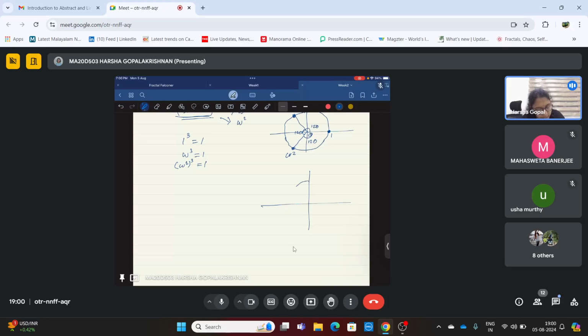That is what the diagram says. Usually, in any case, it is not only about the cube root; for any nth root, we can see where the roots are placed. First we will start with 1. We know the position of 1.